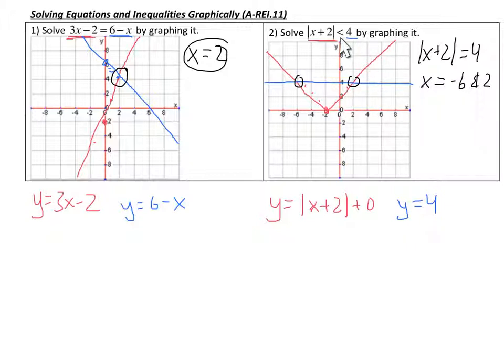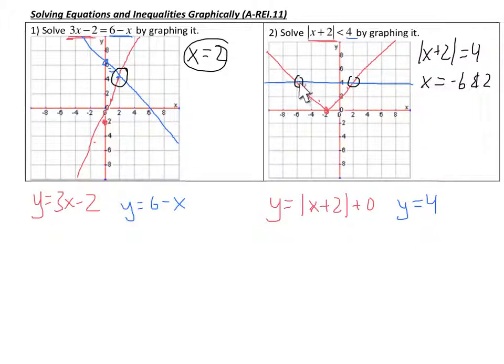Now when we talk about inequalities, it's a little bit more complicated. So first of all, you understand this is a less than sign. Less than means below, smaller. So what it's saying here is basically, when is the absolute value graph below the graph of y equals 4? Or when is the red graph below the blue graph? For what intervals, for what values is the red below the blue?